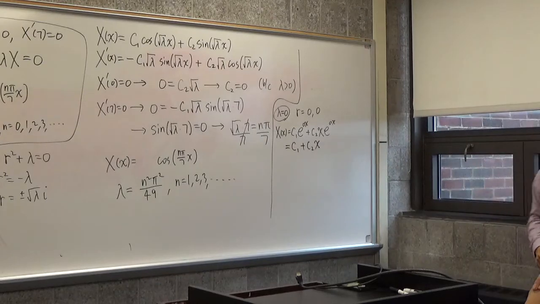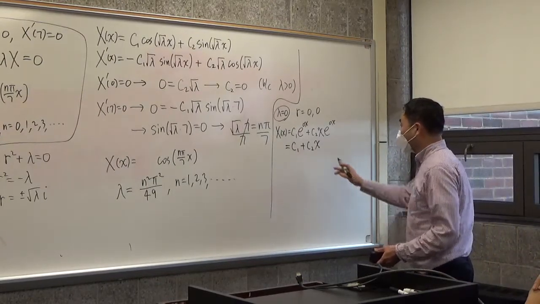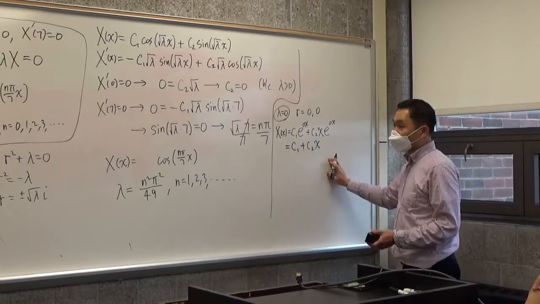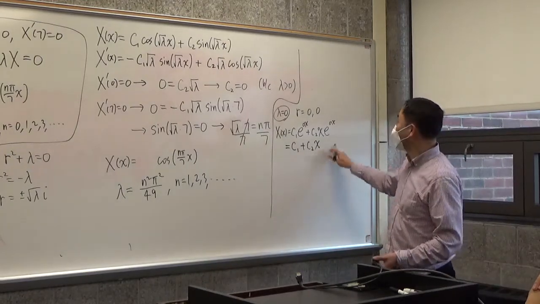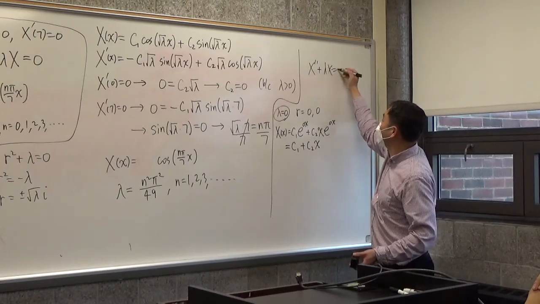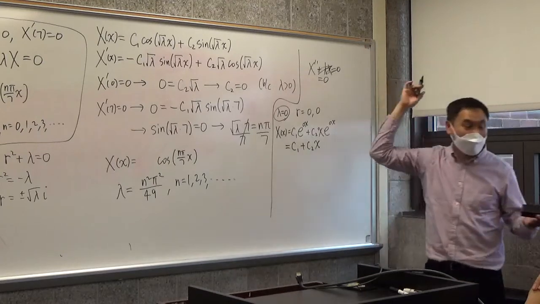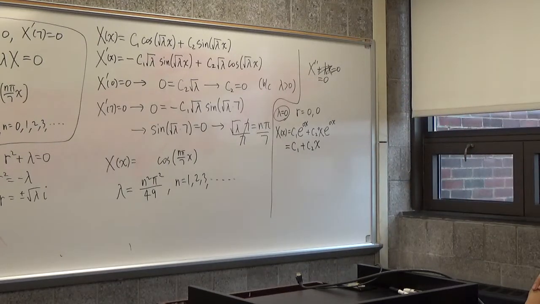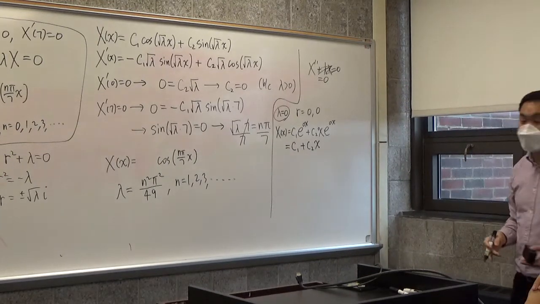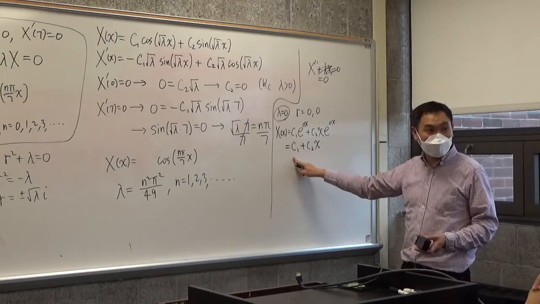So that's one way to get it, but you kind of already see why that should be the solution, because if lambda is 0, what's our equation? It's x double prime plus lambda x equals 0. So if lambda is 0, you just get x double prime equal to 0. But what function gives you 0 when you differentiate twice? Ax plus b. That's exactly this one, ax plus b, right?